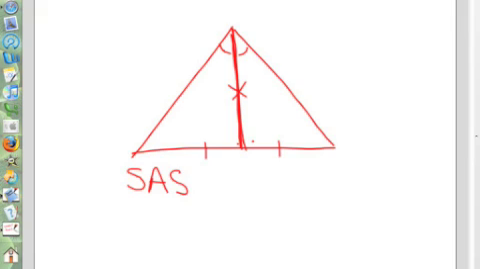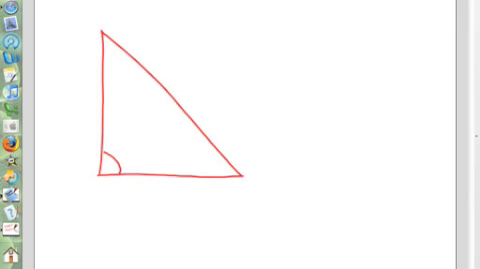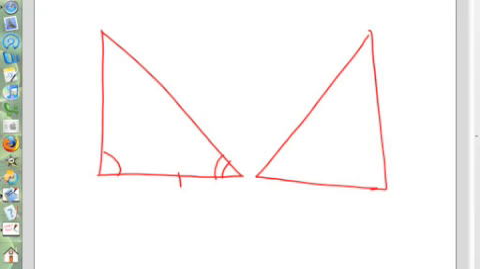Turn the page to page 124. Numbers 4 through 9 says, can you prove the triangles congruent, and if so, through which of the 3 postulates that you just learned? All right, so here's our first one. Can we prove these congruent? Yeah. ASA. Angle, side, angle.